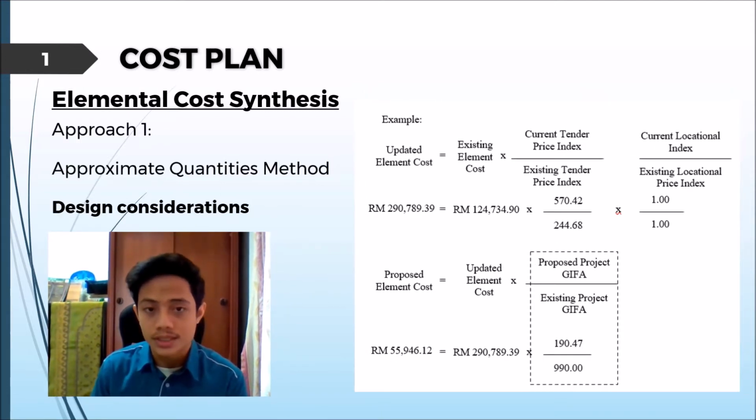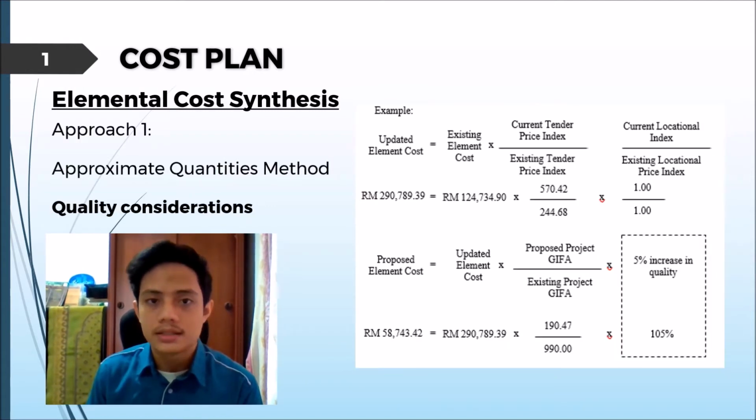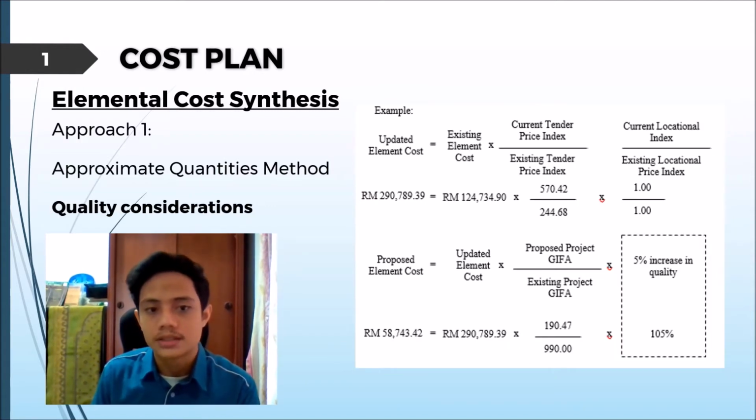The same goes for design considerations. In the case there is a need for any adjustment of the design, such as the size, for example, the GIFA of the previous project is different from the proposed project, then it can be adjusted in the way that is shown in this slide. The case is also the same for quality considerations, where in the case the quality of the elements needs to be adjusted, it can be adjusted as shown in this slide.